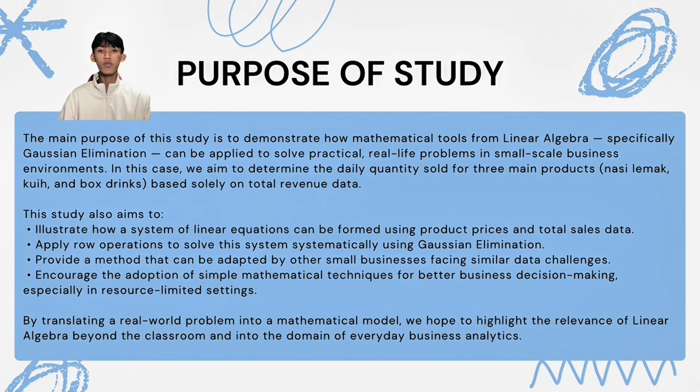This study also aims to illustrate how a system of linear equations can be formed using product price and total sales data, and apply row operations to solve the system systematically using Gaussian elimination. It provides a method that can be adapted by other small businesses facing similar data challenges, and encourages the adoption of simple mathematical techniques for better business decision making, especially in resource-limited settings.